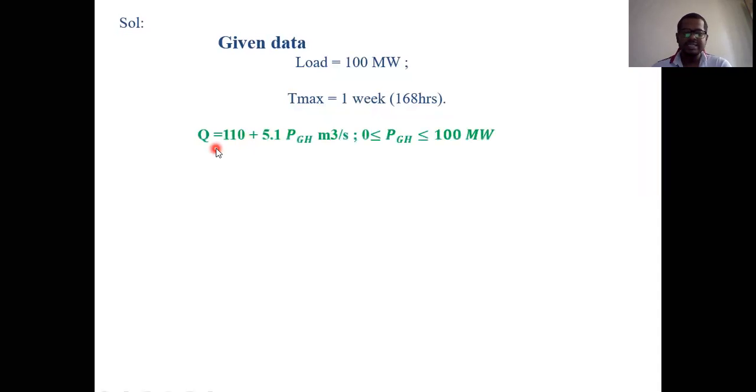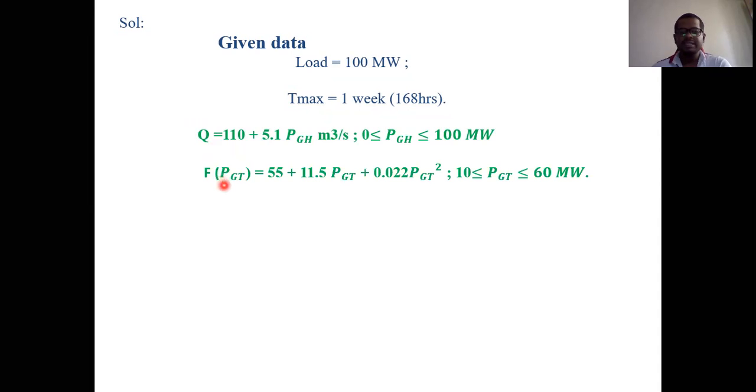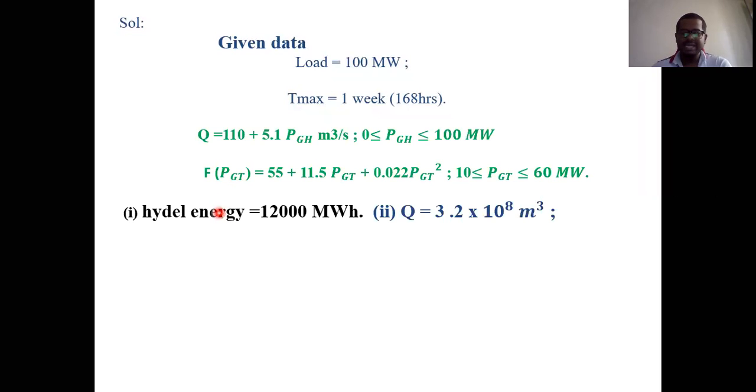One more given data is the characteristics of the hydropower plant and the thermal power plant. Q is the discharge, or you can say the volume of the water, and it is given by a Q characteristic. Similarly, the characteristics of the thermal power plant are given. These 2 are given in this problem. Next, the first case is when hydro energy is equal to 12,000 megawatt hour, and the second one is when Q, the volume of the water or discharge, is equal to 3.2 into 10 power 8 meter cube.